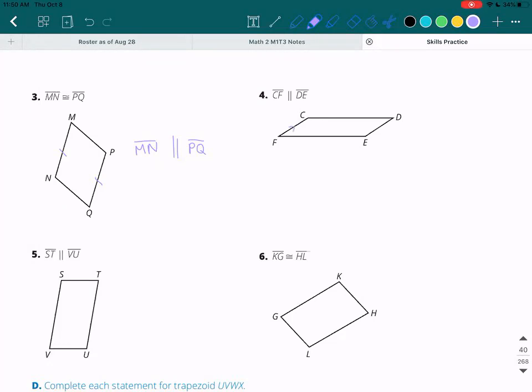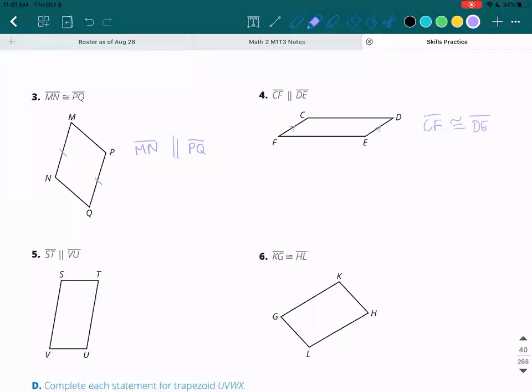They said CF is parallel to DE. So they said it's parallel. We need to say it's congruent. CF is congruent to DE. Good, good. Let's do the next one after I give you guys a little bit of time to write, because I know I write fast and I go fast, so sorry. Okay, hopefully that was a little bit of time.